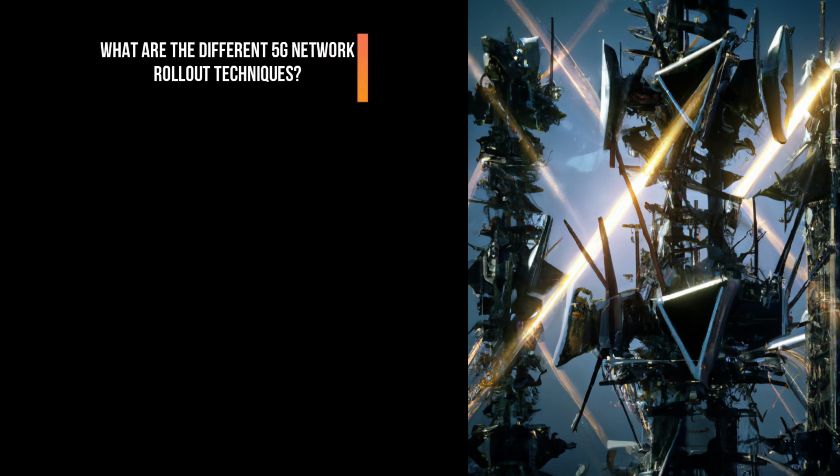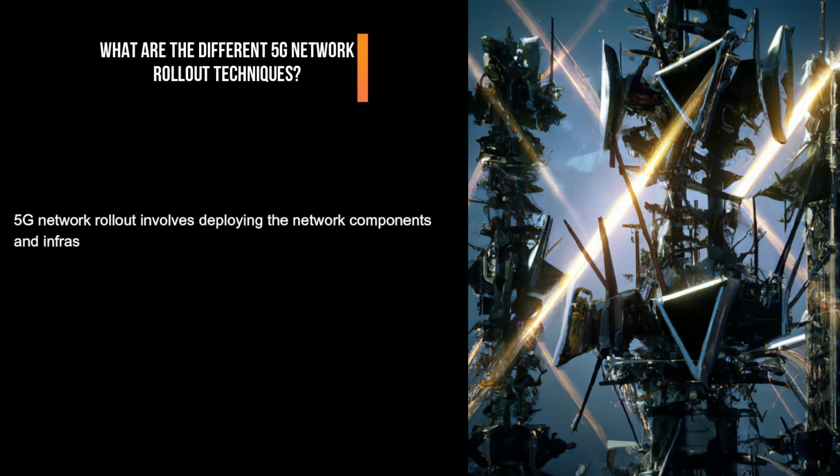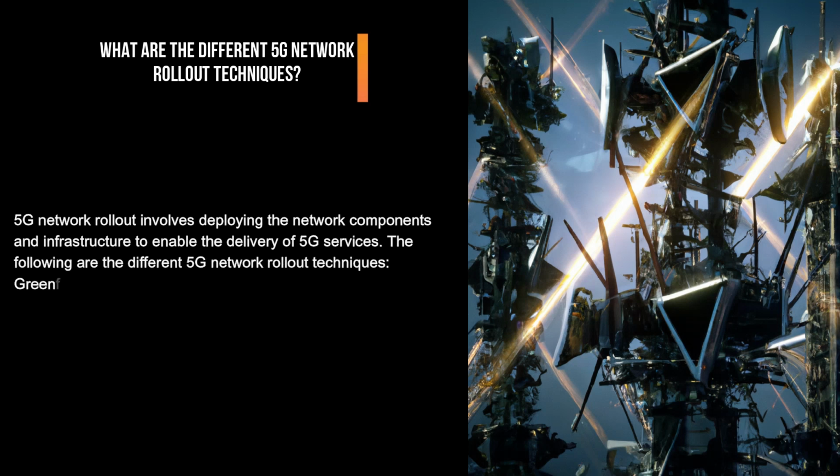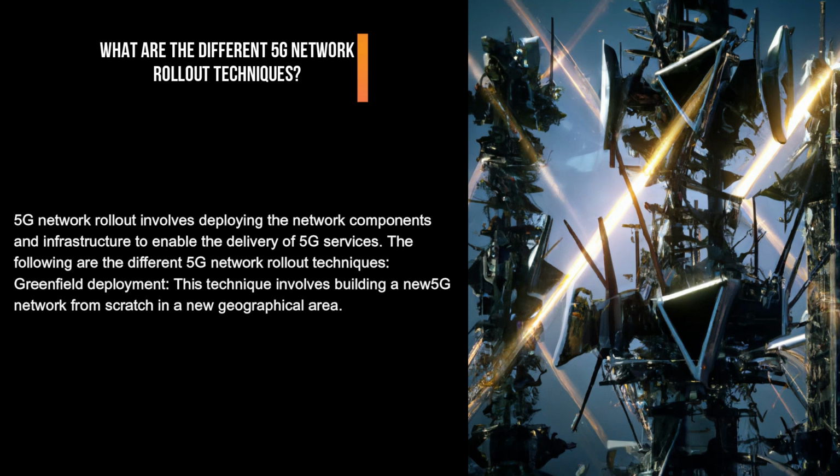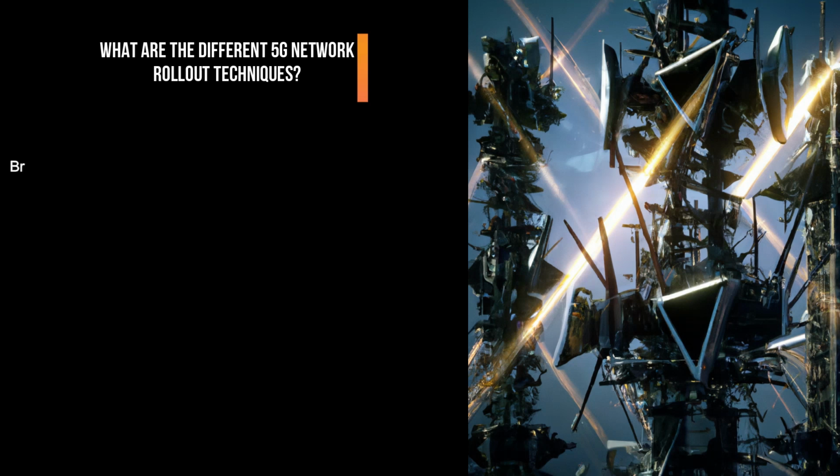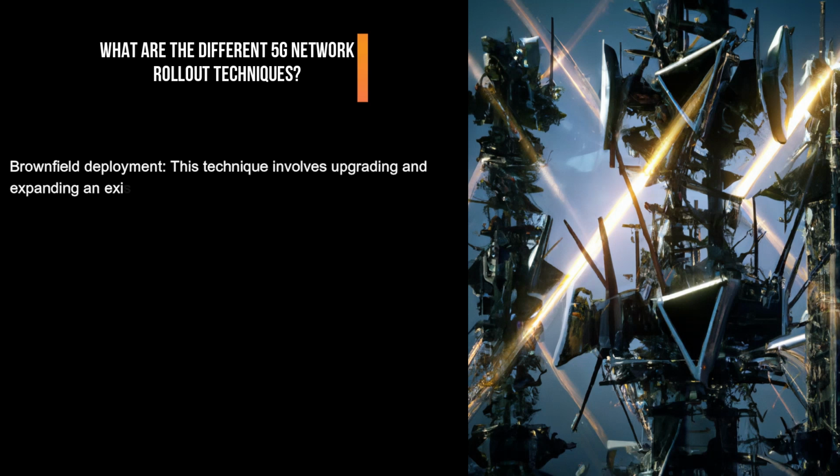What are the different 5G network rollout techniques? 5G network rollout involves deploying the network components and infrastructure to enable the delivery of 5G services. The following are the different 5G network rollout techniques. Greenfield deployment. This technique involves building a new 5G network from scratch in a new geographical area. Brownfield deployment. This technique involves upgrading and expanding an existing 4G or LTE network infrastructure to support 5G services.